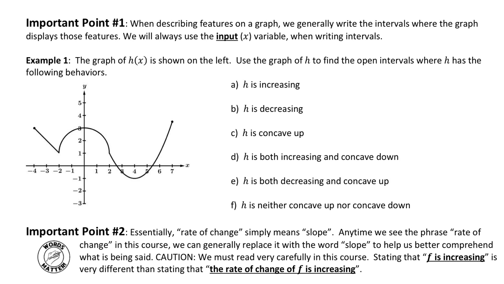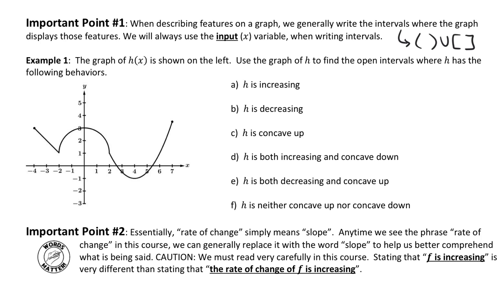It is an important point that when we're describing features on a graph, we generally write the intervals where the graph displays those features. And when we're writing intervals, which you probably did in Algebra 2 class, intervals are the ones that are described with parentheses, maybe a U and a bracket. Do these things look familiar to you? Yeah, okay, that's interval notation. And we're going to use intervals here to describe the places on the graph where this is happening. And we're going to be looking at the x-axis for this to happen, so only choosing x value numbers to describe the graph.